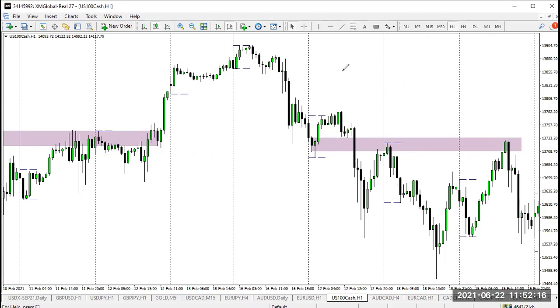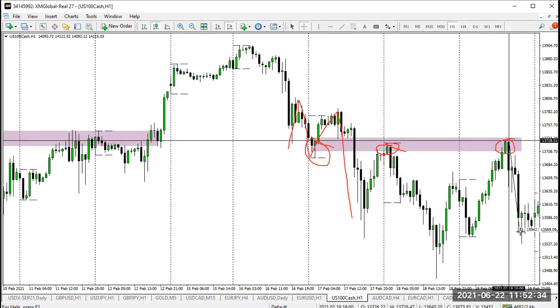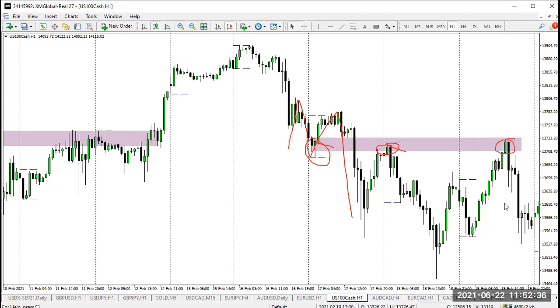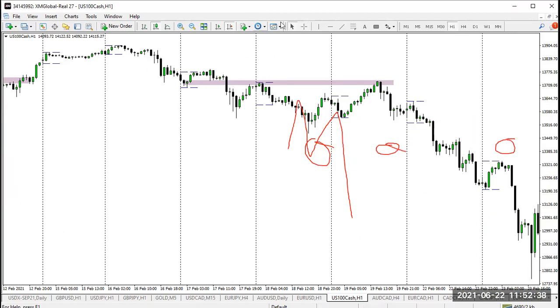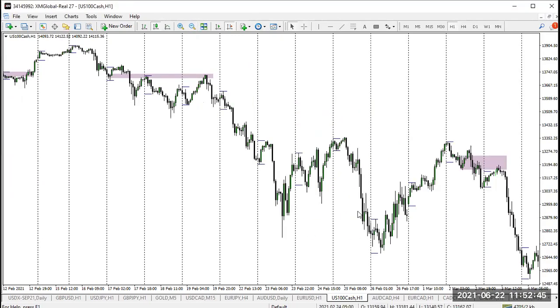Another one here. Right. And you can see this is the mitigation block. This is the first reaction, second reaction. We have 2 reactions there. This one gave us about what, 2,000, depending on your broker, I think this can be 2,000 pips. And this one gave us about 1,800 pips. Actually, no, it didn't. It kept going down. Yeah, they kept going down.